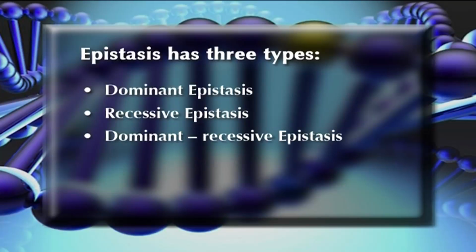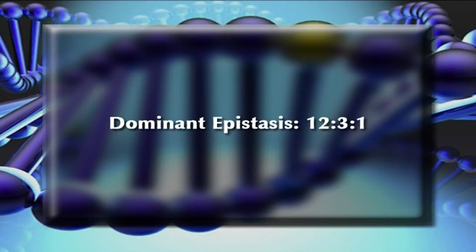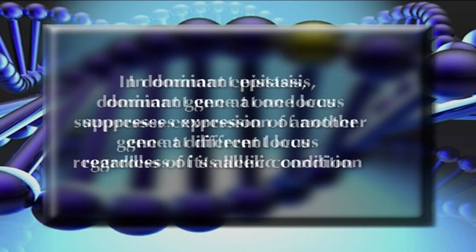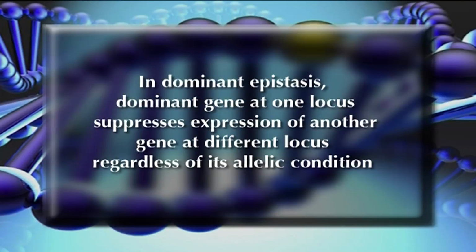And the third one is dominant recessive epistasis. Now, dominant epistasis. In dominant epistasis, the dominant gene at one locus suppresses the expression of another gene at a different locus regardless of its allelic conditions.